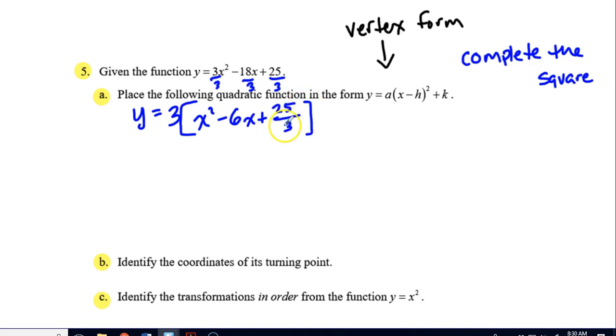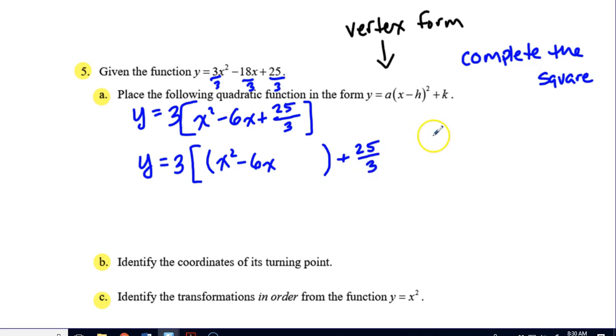Now that we have this quadratic with an a value of 1 inside these brackets, what we can do is complete the square. We do it this way. We keep that 3 outside, and we're going to put in parentheses an x squared minus 6x, but I don't know what number I'm going to need to put here to complete the square, so just put your parenthesis there. And I'm going to put the 25/3 outside. Let's go over here and figure out what number is going to be required to complete the square.